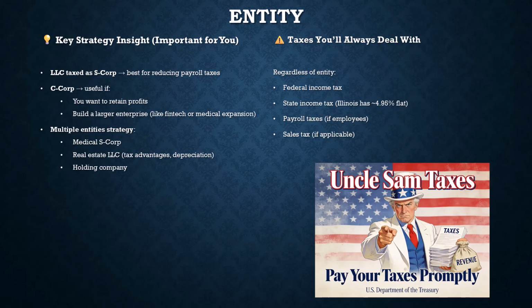So there are key strategies when you elect to incorporate. LLCs taxed as an S-Corp, best for reducing payroll taxes. C-Corps, useful if you might want to retain profits or you want to build a large enterprise. You could do multiple entity strategies. Like I've said before, you can use medical S-Corporations, real estate LLCs, holding companies, all kinds of things you can do. Regardless of the entity, you have to pay federal income tax, state income tax, payroll tax, and also sales tax.